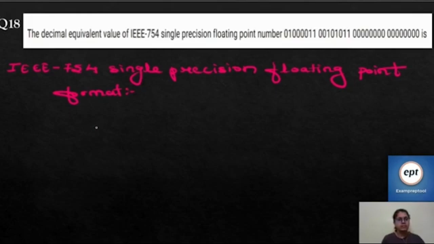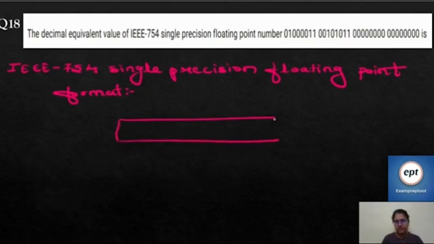So how will the format be? First there will be sign, exponent and mantissa. Let's make the block. This block is divided into three parts: one for sign, one for exponent, and after that here will be the mantissa.